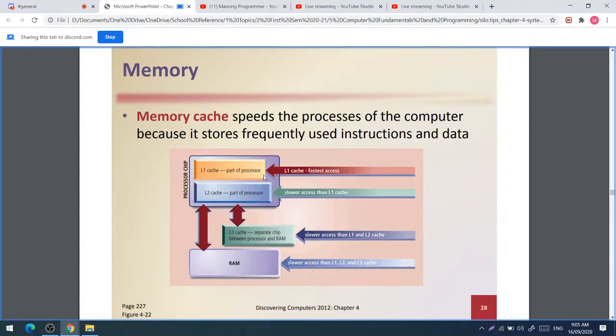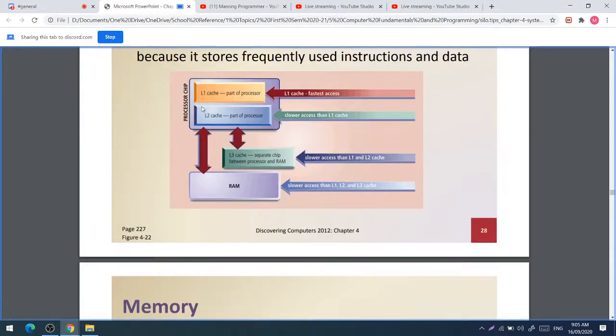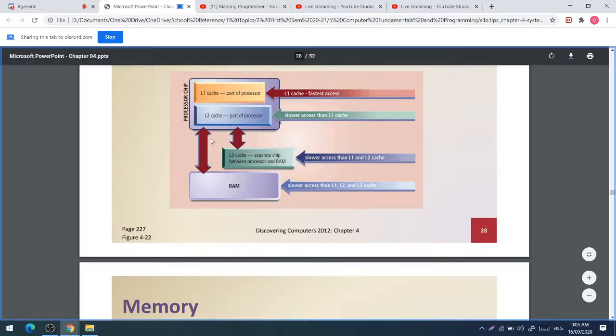So, we have three different types of cache. That is the L1 cache, the L2 cache, and the L3 cache. So, anong pinagkaiba nito mga to? That is the access time.